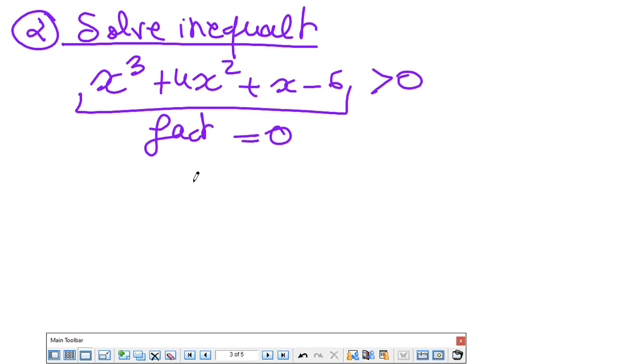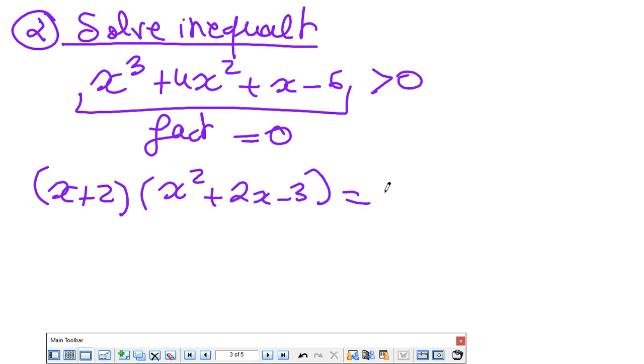I need to factorize it, as we said, and find the roots. To factorize it, I do the synthetic division. If I check the divisors of 6, I have 1, and then I do the synthetic division. I will write the answer directly because I already did it in the previous lesson. So the answer is x plus 2 times x squared plus 2x minus 3 is equal to 0.